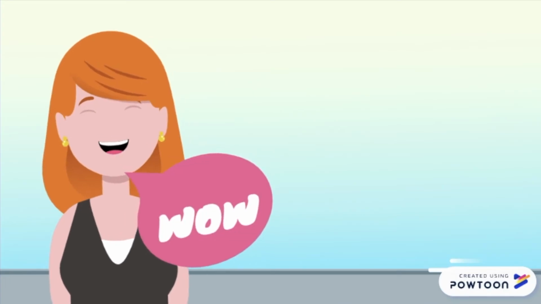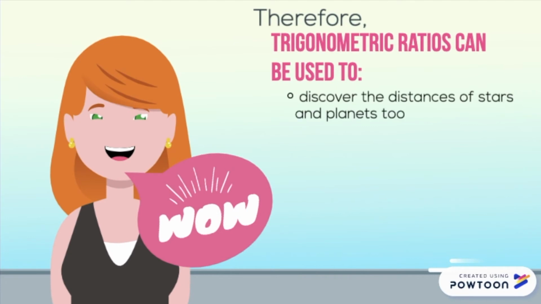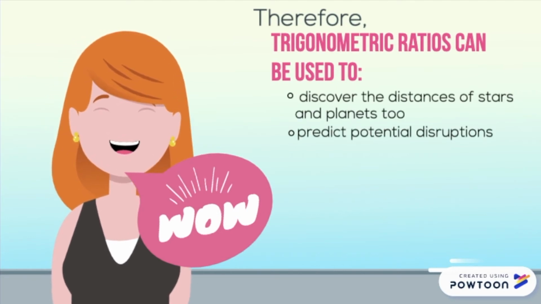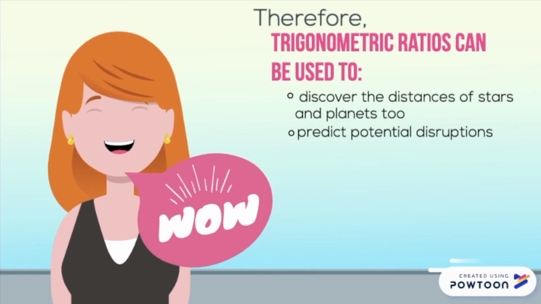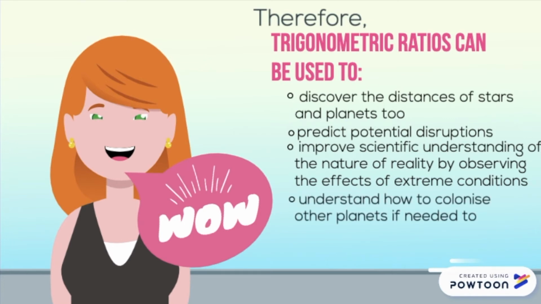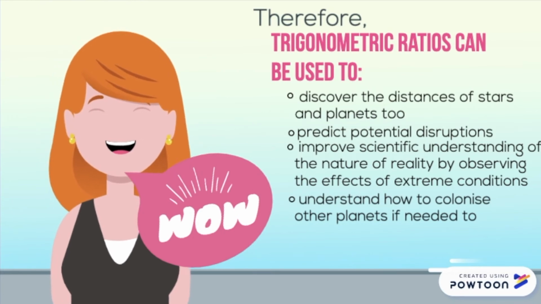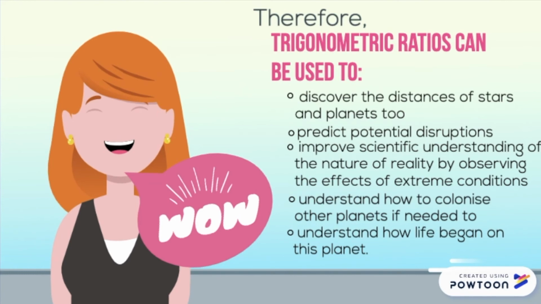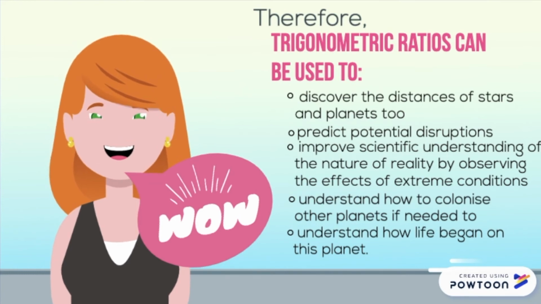Along these lines, trigonometric ratios can be used to find the distances of stars and planets from the Earth. This can ultimately enable space experts to foresee potential disruptions and to improve scientific comprehension of the concept of reality by watching the impacts of extreme conditions, as well as to see how to colonize other planets if necessary. Trigonometry can likewise be used to further understand how life started on this planet.